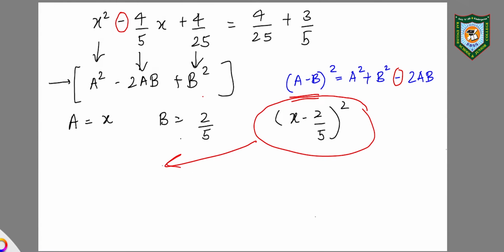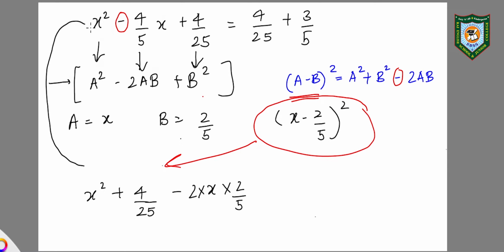So this becomes x square plus 4 divided by 25 minus 2 into x into 2 divided by 5, which is equal to minus 4 by 5x. As we can see, these two expressions are the same. So yes, our formulation is correct.